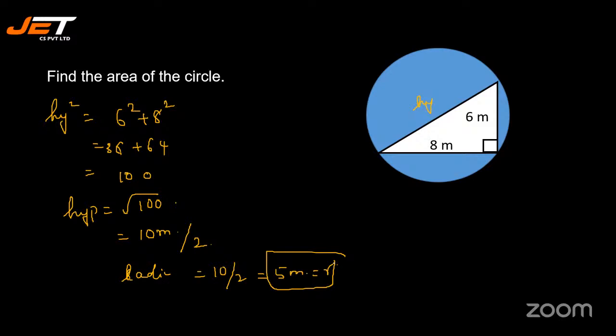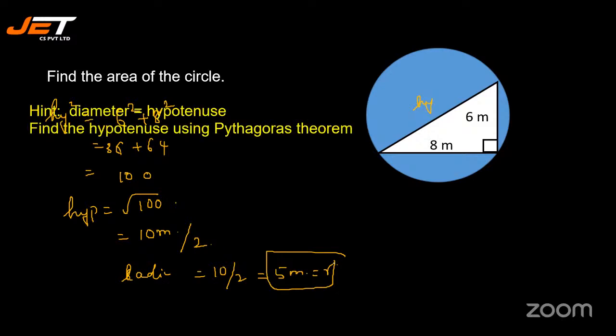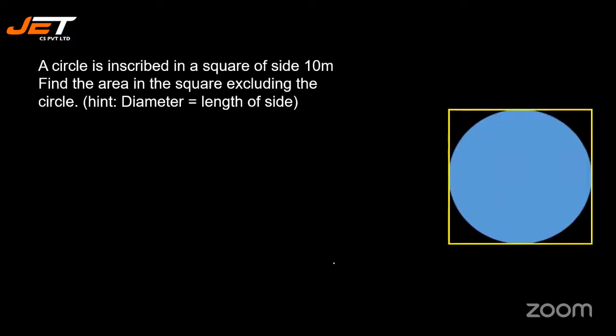All right. So let's move on to the next sum. So find the hypotenuse using Pythagoras theorem that we did, and we just did half. A circle is inscribed in a square of side 10 meters. Find the area in the square excluding the circle.